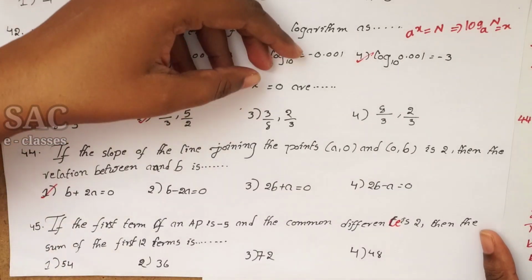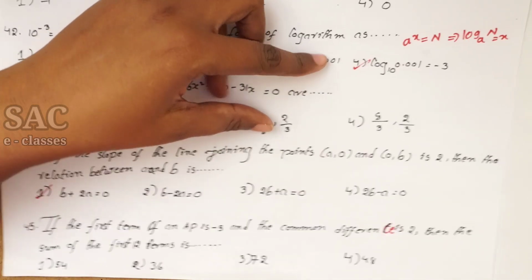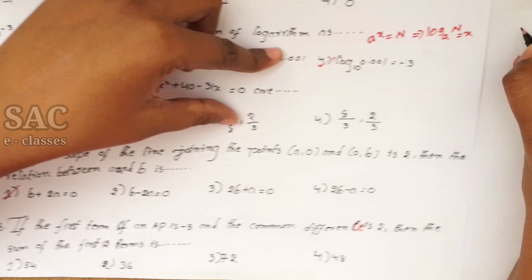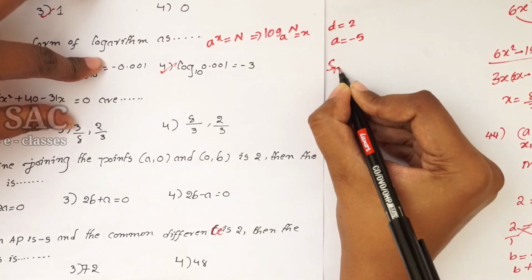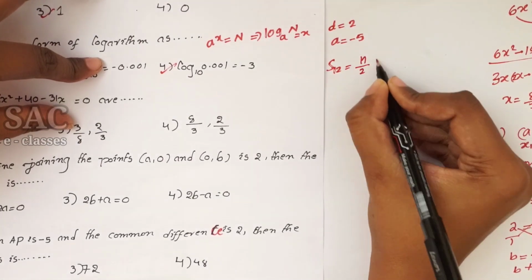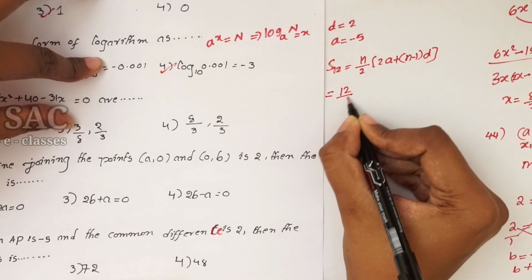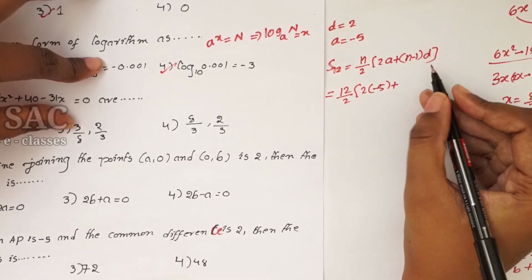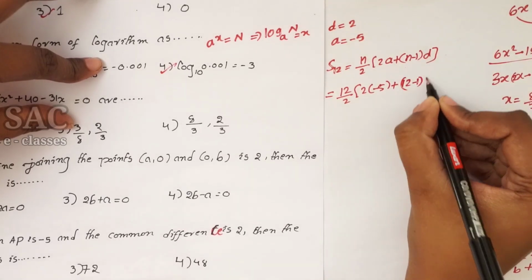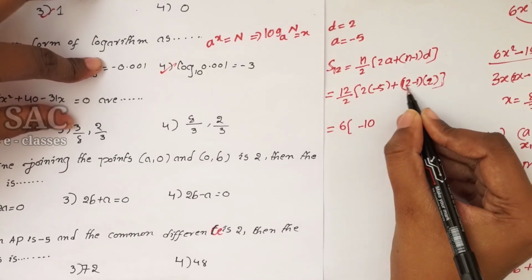Look at the 45th one. The first term of an AP is minus 5 and the common difference is 2. Then find the sum of the first 12 terms. We already know the common difference: they have given d equal to 2, and the first term a is equal to minus 5. The sum of n terms formula is n by 2 into (2a plus (n minus 1) into d). In the same manner, 12 terms means 12 by 2 into (2 into a plus (n minus 1) into 2). Here n minus 1 means 12 minus 1, into 2. So 6 into minus 10, and 12 minus 1 is 11.